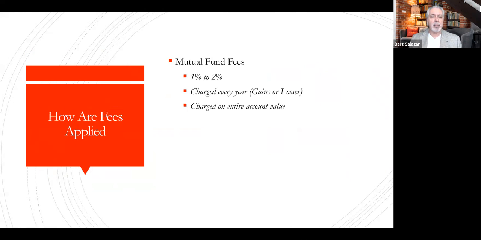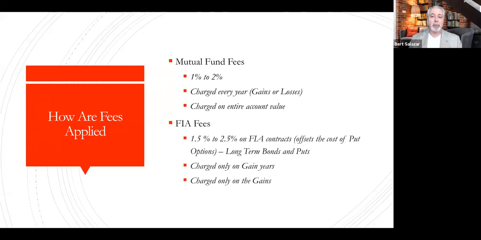Now, the fees are charged every single year, and this is in traditional mutual fund investments, like in your IRAs and your 401ks and your investment accounts that you may have with a brokerage firm or whatever that may be. So they're going to be charging those fees every single year, whether there are gains or losses in your portfolio. Most important, the fees are going to be charged on the entire account value.